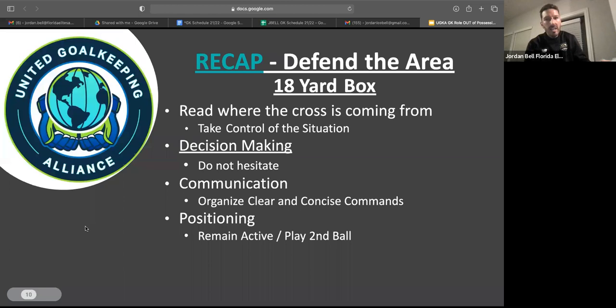So a little recap on defending the area. Before you even make your decision to come for the ball or stay at home on your goal line, you have to think, where's the ball coming from? Is it coming from the corner kick area? Is it coming from the halfway line? Then you have to think, is it coming in with speed or is it getting floated in? And next, where are the players in the box? Is there a lot of players around that ball or is it going to be only one or two? If you take that in your head, you have to make a quick decision and say, okay, I'm coming. And if you are, do not hesitate. Decision making is so important.